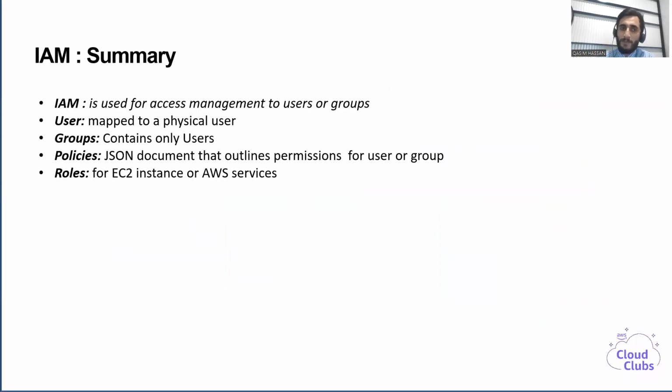Let's have a short summary. We have seen IAM, which is used for access management of users and groups. Users are nothing but a physical person working in an organization, and groups are nothing but a group of persons that need a similar policy or permission. Policies are the JSON documents that outline permissions for users or groups, while roles are the permissions for AWS services, through which we give permission to the AWS service.